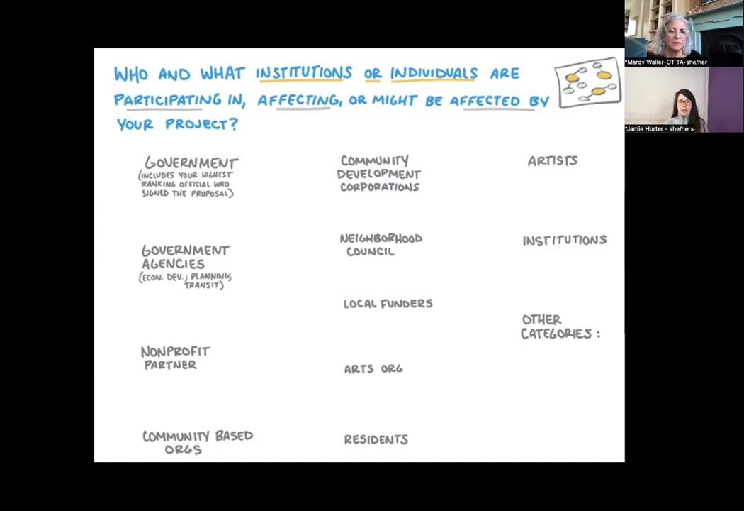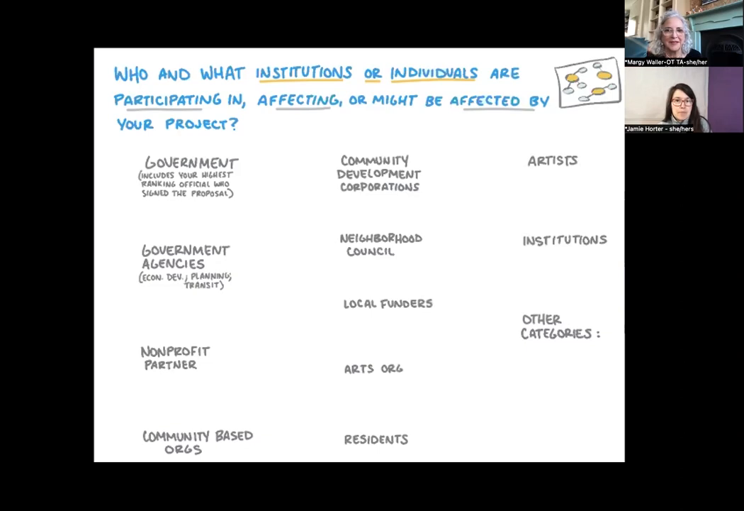But as you look at your project, who and what institutions or individuals are participating in, affecting, or might be affected by your project? So I'll give you a minute to kind of start writing some things down, whether you write in the workbook digitally or if you want a pen and paper. But I want to turn things over to Margy just to give a couple quick examples of what that could look like.